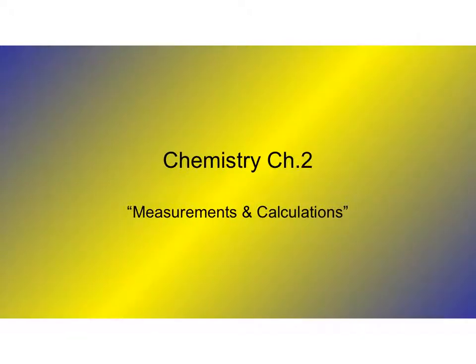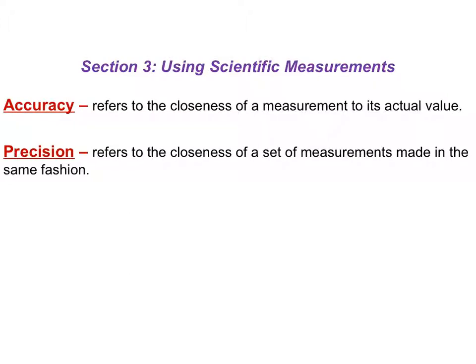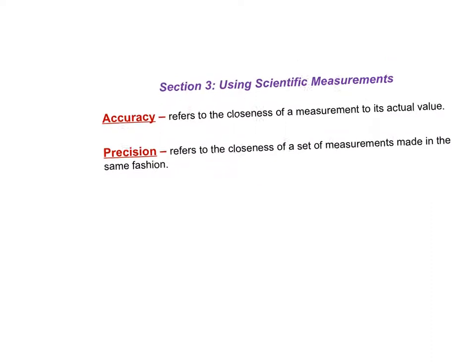Today we are going to talk about the first part of Chapter 2. So for the first part of Chapter 2, we're actually going to start with Section 3, using scientific measurements. And I want to explain the difference between the terms accuracy and precision.